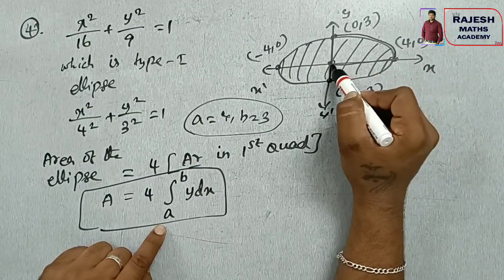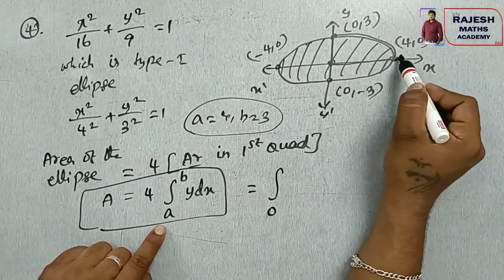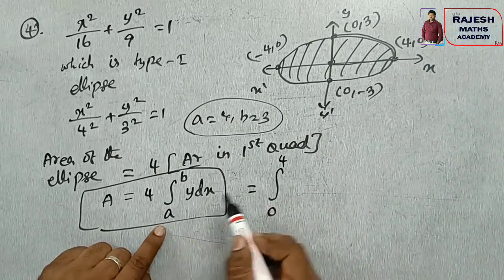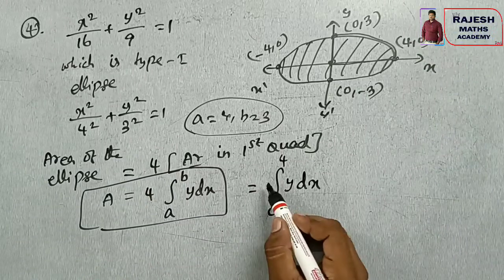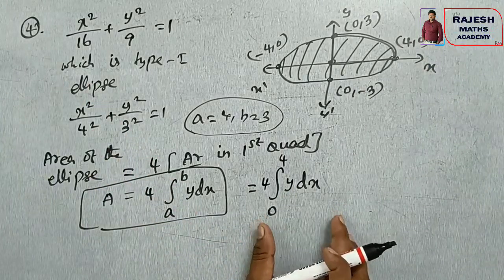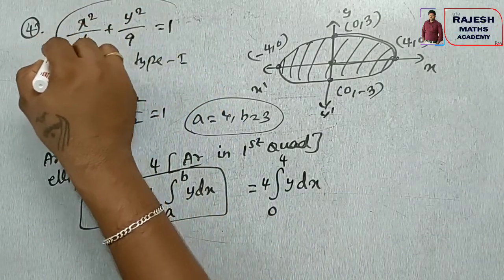So what is the lower limit now? Lower limit equal to 0. What is the upper limit now? Upper limit equal to 4. So 0 to 4 y dx. Clear? So 4 times the integral 0 to 4 of y dx. This we will calculate here. Clear? Now before that we will find the value of y from this curve.